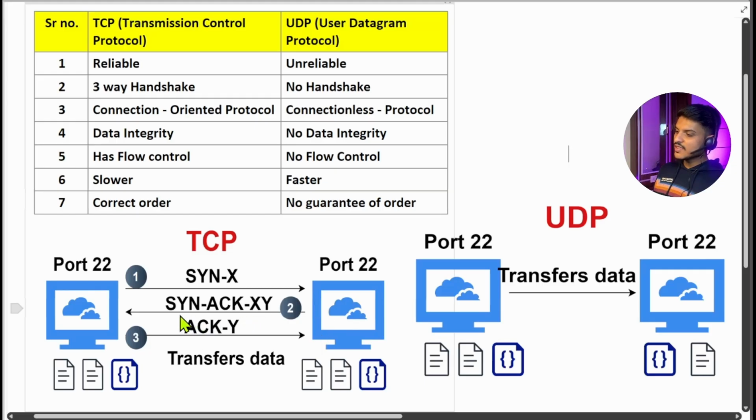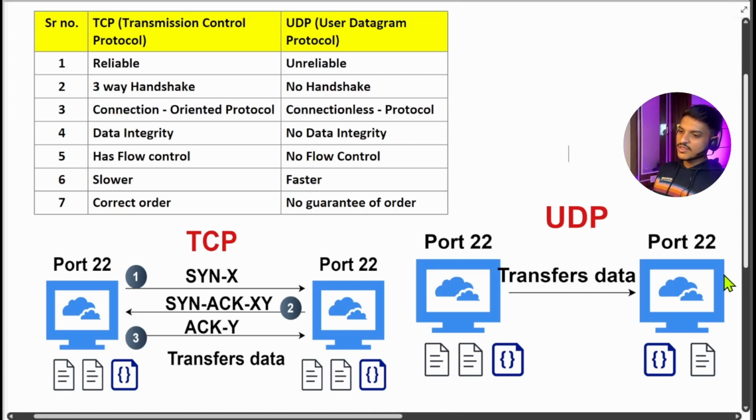and it will respond with a SYN acknowledgement by sharing its original packet, that is X, and by adding its own packet, that is Y. Once system A has received this SYN acknowledgement from computer B, it will acknowledge that request by sharing the packet shared by computer B again, saying, hey, this has been acknowledged and here is your packet. And after that the transfer of the data will start, whereas it is not like that in UDP.